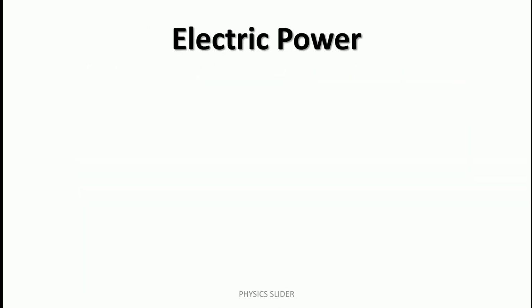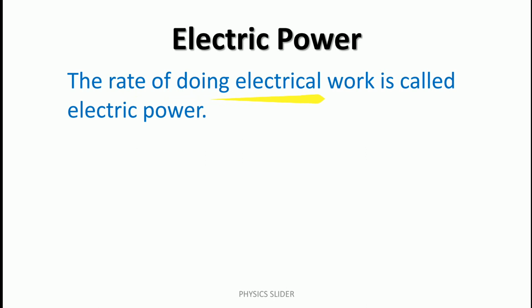Now let's talk about electric power. We have learned in class 9th about mechanical power. That was the rate of doing mechanical work. The rate of doing mechanical work is called mechanical power. In case of electric power, the rate of doing electrical work is called electric power, and it is given as P is equal to W upon T. As we know from the definition of the electric potential, W is equal to VQ.